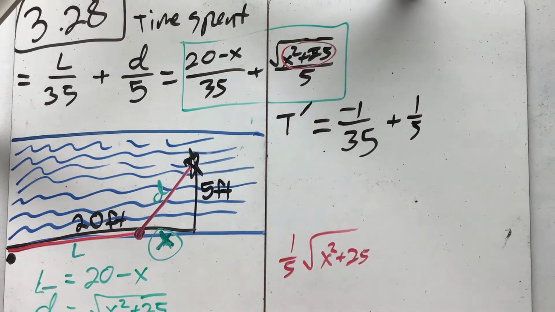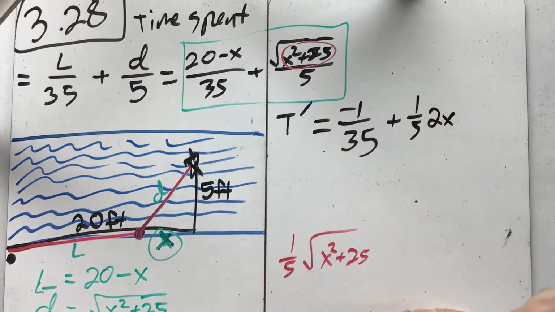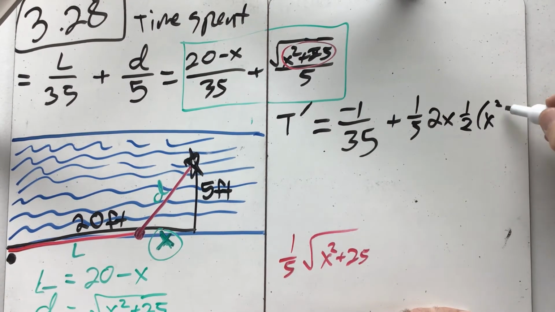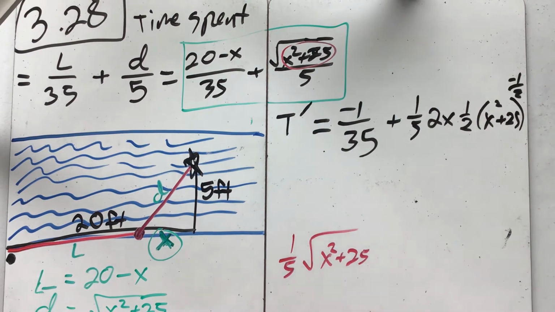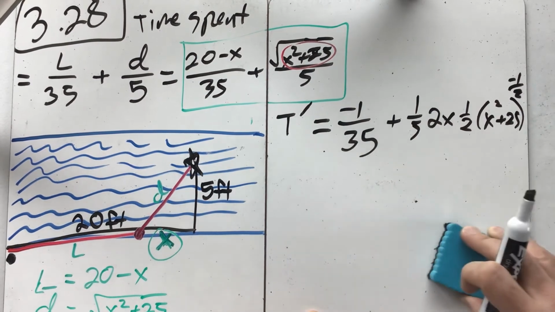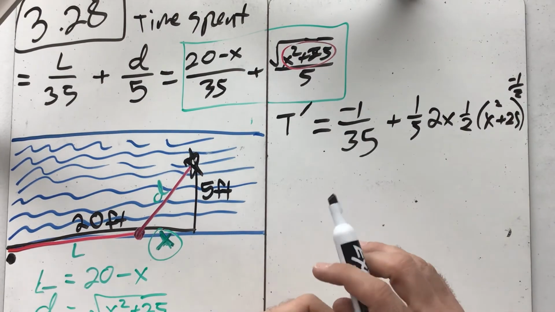So to do my chain rule, I'm going to start with the derivative of the inside, which is 2x, and the derivative of the outside, which is 1/2 (x squared plus 25) to the negative 1/2. So that's my T prime equation, and now all I have to do is figure out when that derivative is equal to 0.